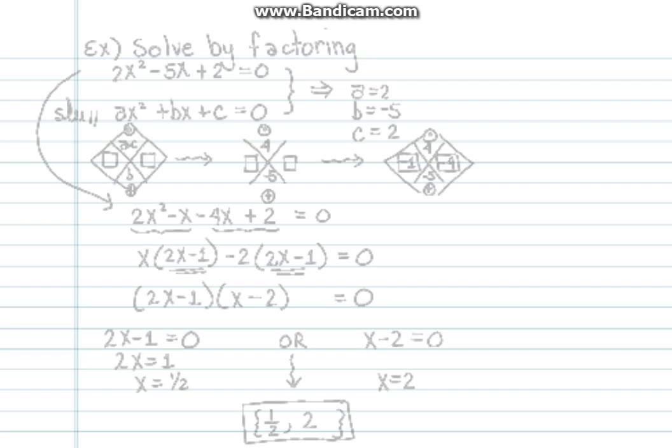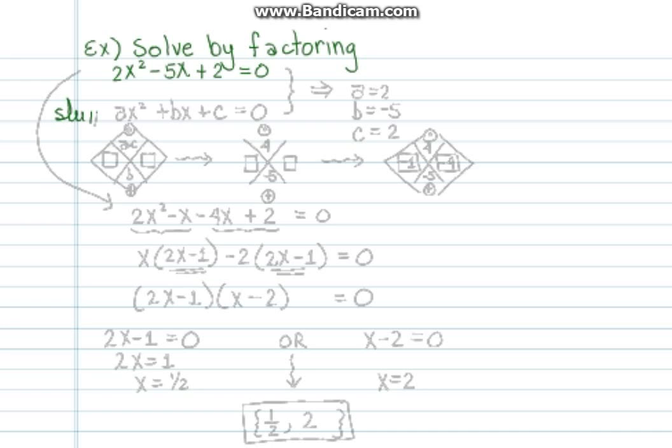Let's do a quick example of solving an equation by factoring. Solve by factoring. And the equation is 2x to the second power minus 5x plus 2 equals 0.